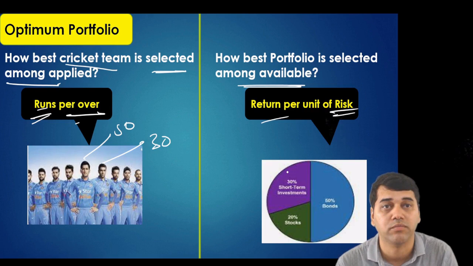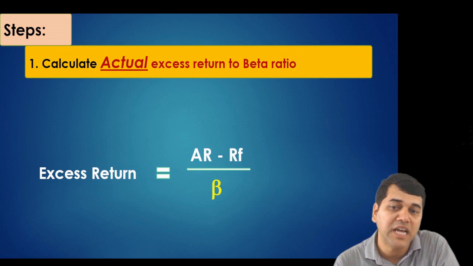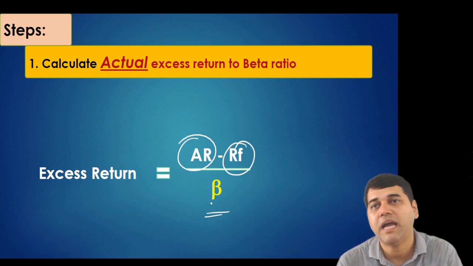So my first step is always to calculate the actual excess return to beta ratio. That means how much actual return you got over the risk-free rate in comparison to the beta, like the run rate, to compare. Now I have collected the run rates. Now who is my best player?